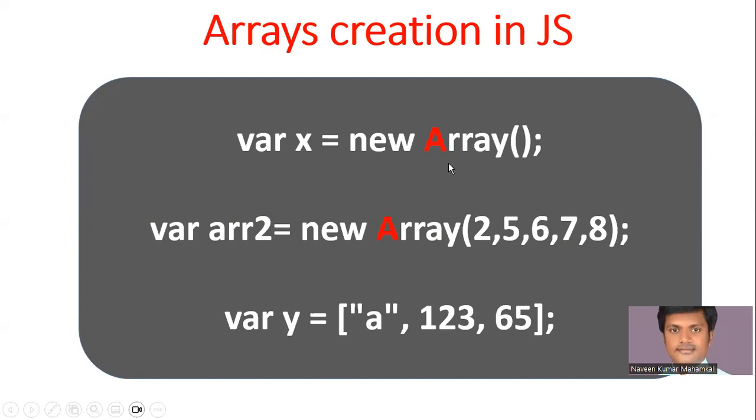This is one way. Another way is using array literal notation. You can see here variable y is an array that has been created with 3 elements. You can see the first element is a string A.